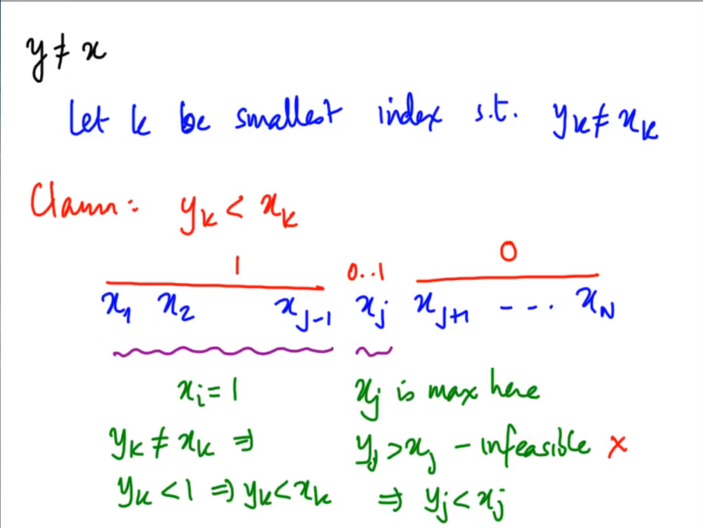And the last case, which actually cannot arise, is what happens if k is in the range j plus 1 to n. Now here, x is 0 because we have already filled up the knapsack. We are assuming that up to this point, y and x agree, so y has also filled up the knapsack. Then y must necessarily be 0 here, otherwise it will be infeasible. So it is not possible for k to be in this range. So what we have shown is that the first position where y and x disagree has the property that the y coordinate is strictly smaller than the x coordinate at that position.